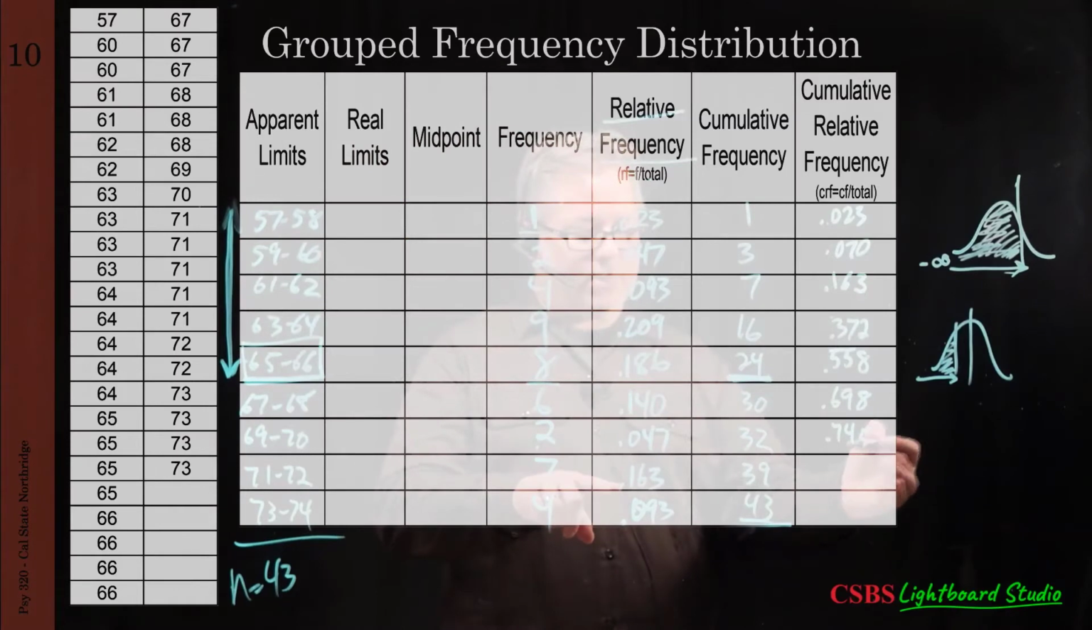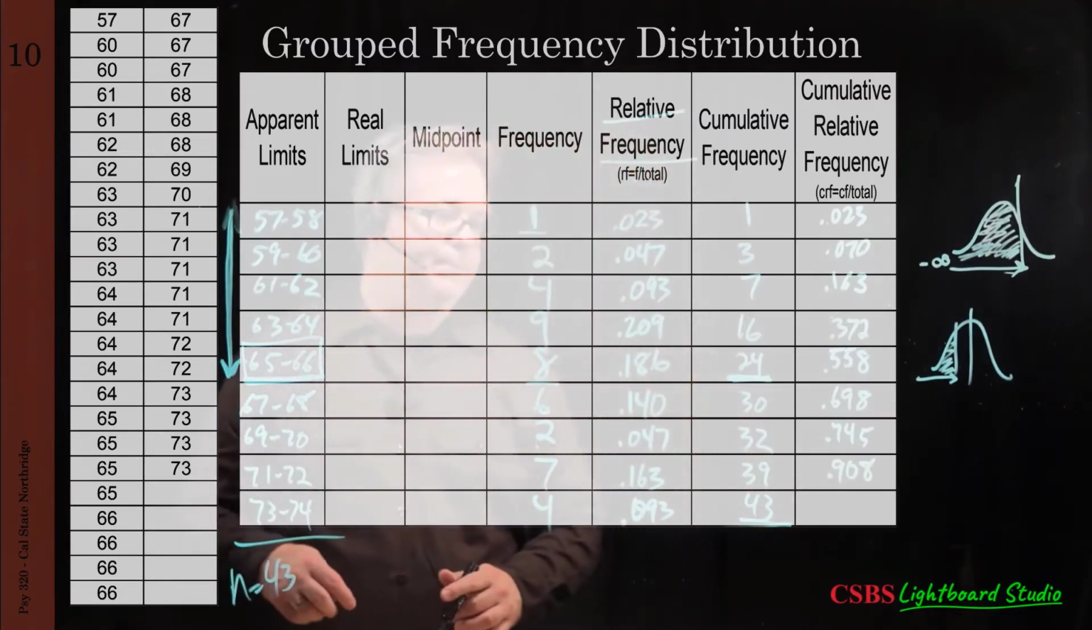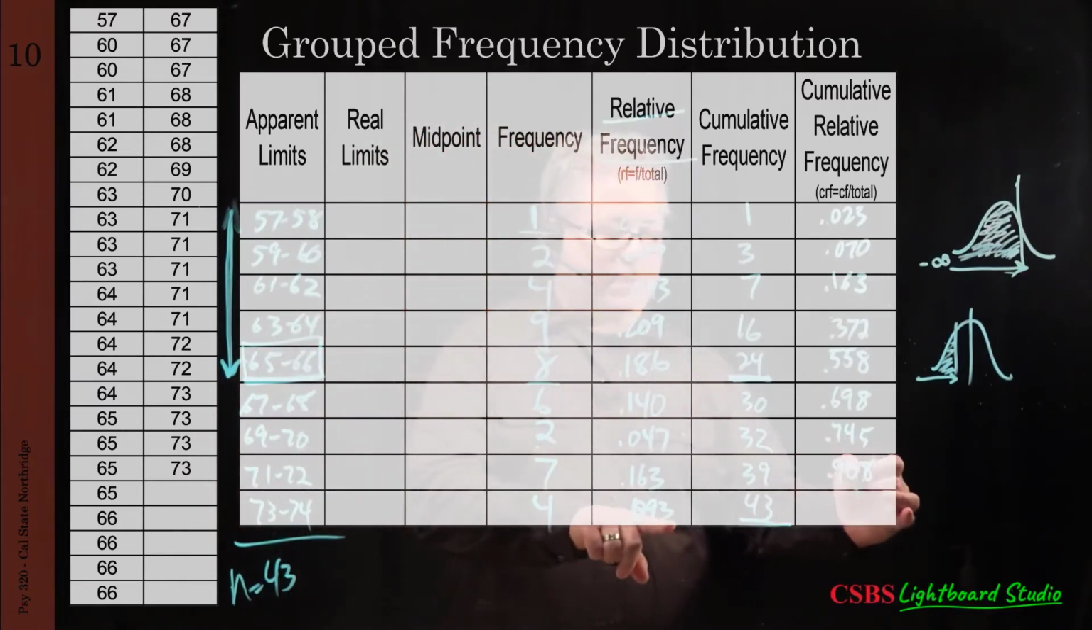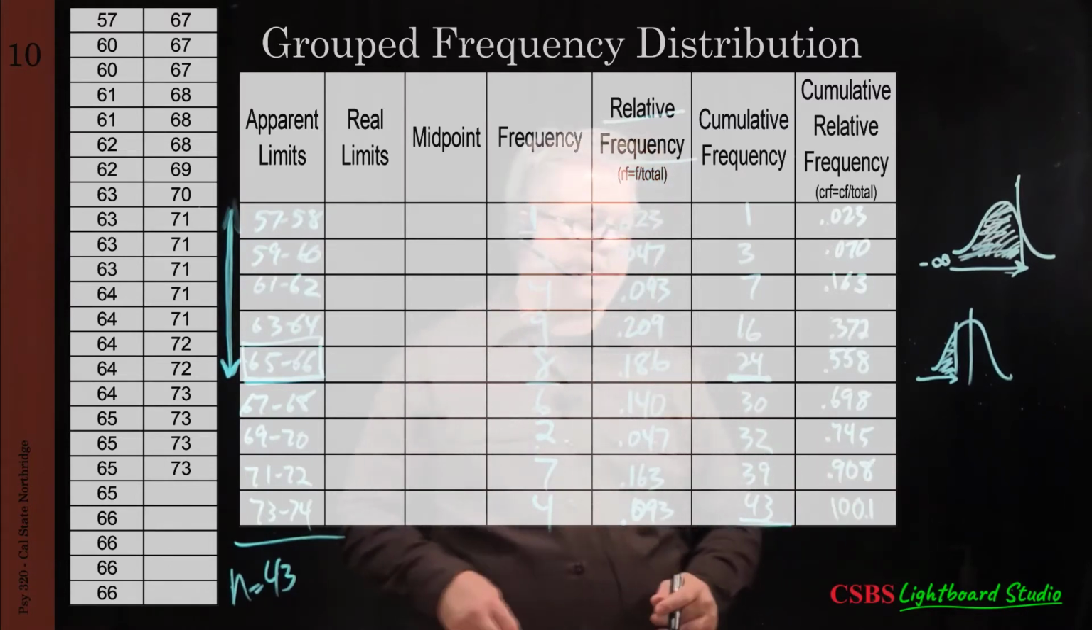That plus 0.163, so 5 and 3 is 8. 4 and 6 is 10. 7 and 1 is 8. So that makes 0.908. And 0.908, so 8 and 3 ends up being 1. So it makes that 9, makes that 10. And that makes it 1.001.